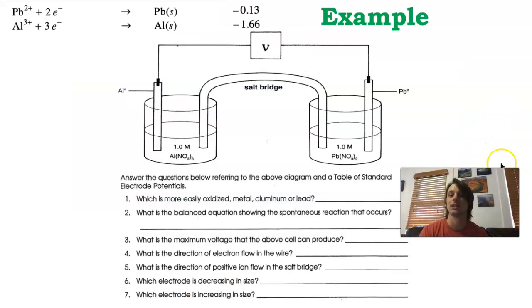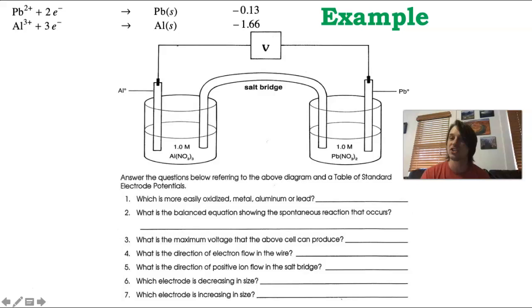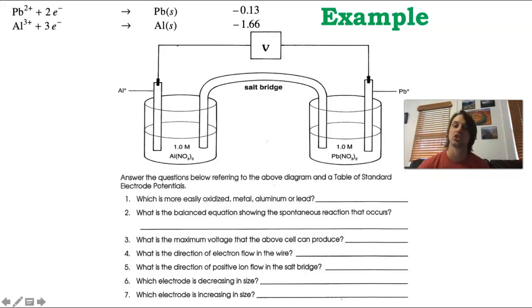Okay, so here let's look at a set of questions that you would typically be given describing a voltaic cell. All right, so here it looks like I have aluminum and lead. Now to create this cell, I have a piece of aluminum floating in a solution of aluminum nitrate, a soluble solution of aluminum, and lead floating in lead nitrate, a soluble solution of lead. In the salt bridge, I have a soluble substance. Typically, I like to use potassium nitrate. Okay?